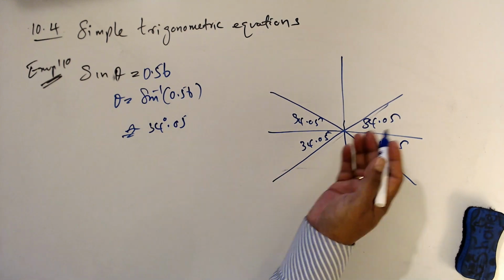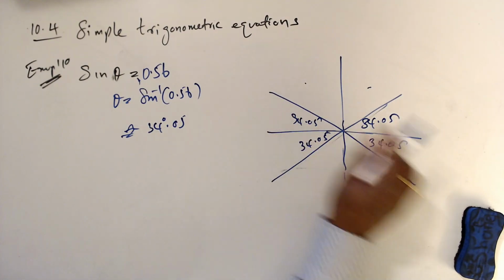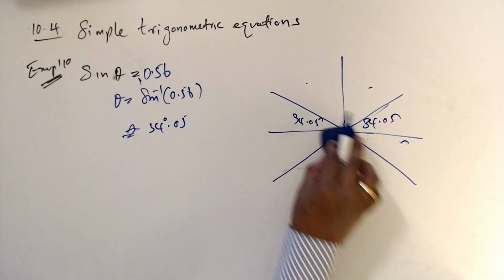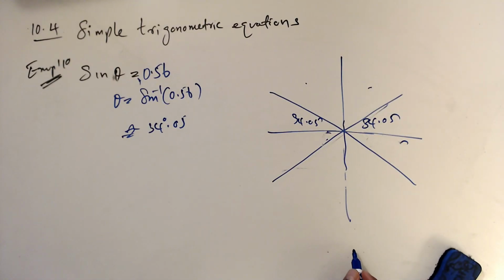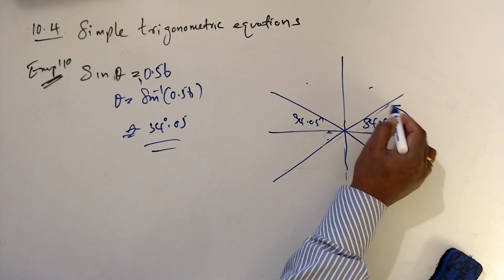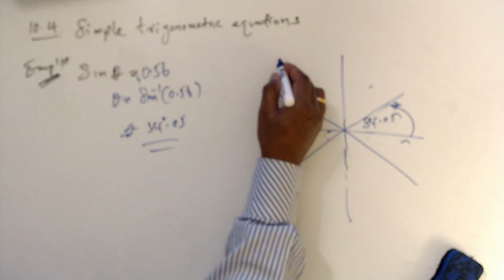Actually, we know that the sign is positive in quadrants 1 and 2. You don't need to write this one, but it's up to you. This is enough. Now the first answer is there, 34.05, up to here. Then the second one: sine is positive in the second quadrant.